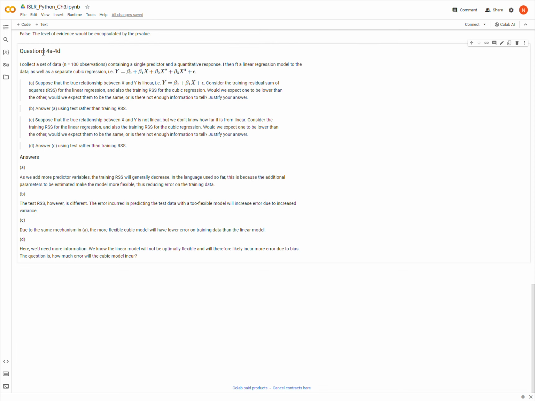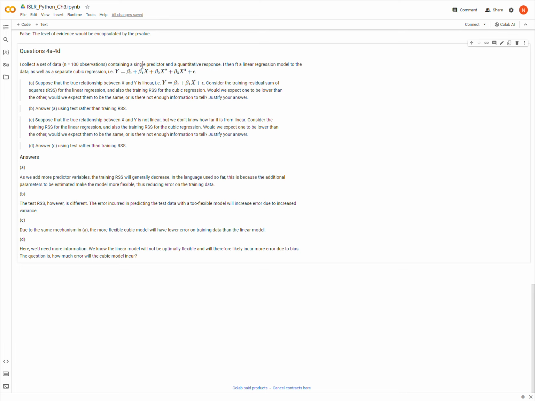Okay, questions 4A through 4D for Chapter 3 in An Introduction to Statistical Learning. The idea here is that we have some data that we fit two different regressions to. One is a cubic regression: there's one predictor variable, x, but we use x as well as x squared and x cubed. So this is the cubic model, as well as a linear model, which just has x, right? So x isn't being raised to any exponent here.